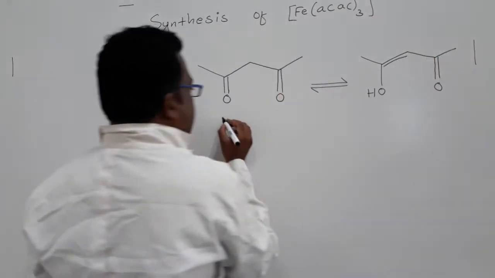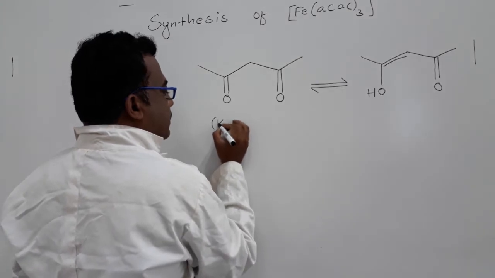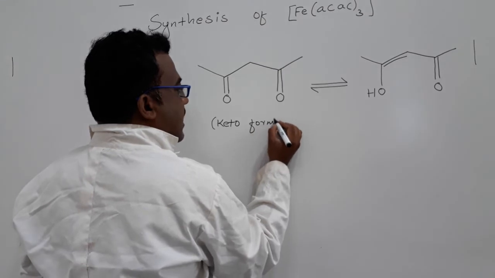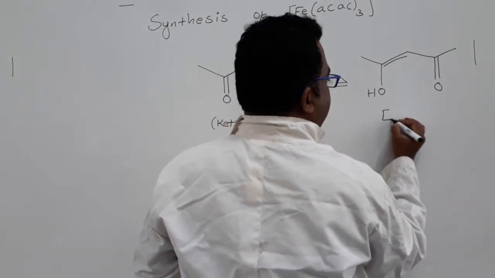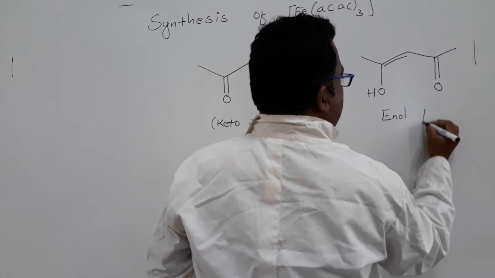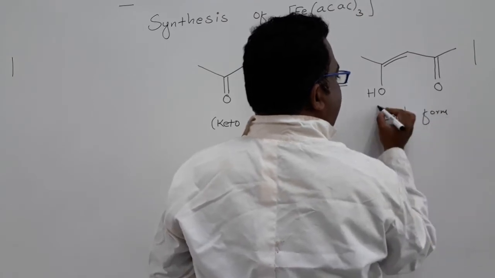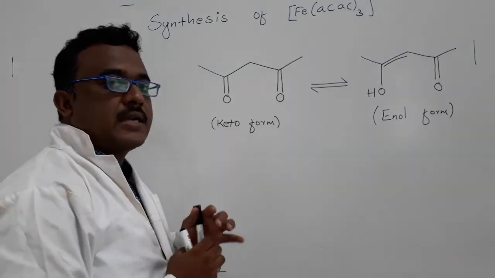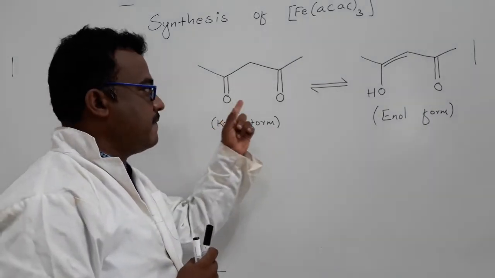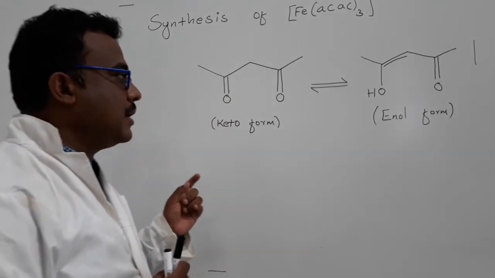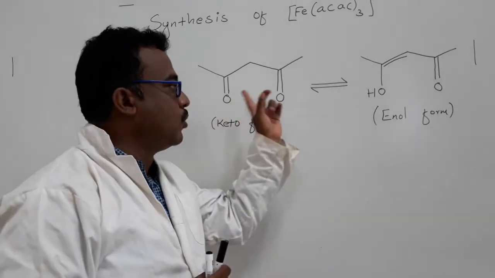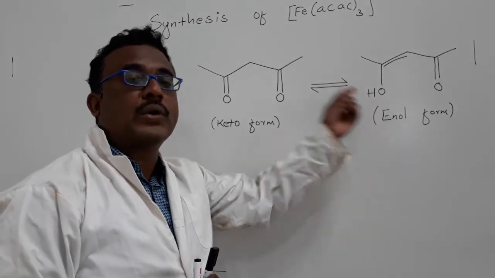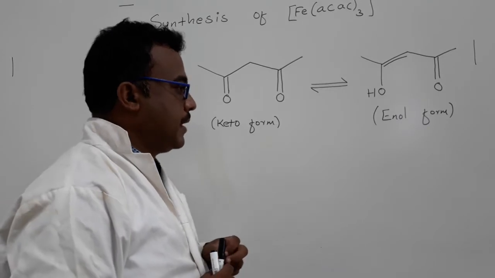This one is a keto form, and another is an enol form. These things we already studied in organic chemistry. If you take a proton NMR of acetyl acetone, interestingly both the keto form as well as the enol form can be seen in proton NMR spectroscopy.